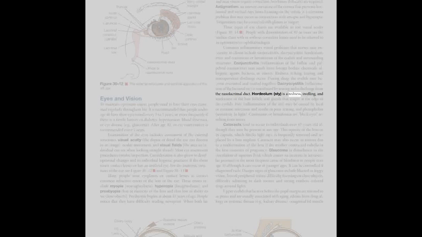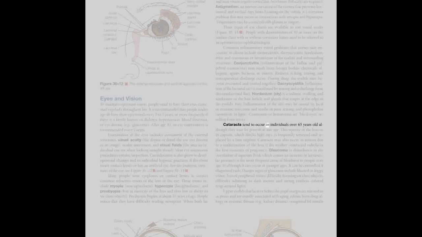Hordeolum, sty, is a redness, swelling, and tenderness of the hair follicle and glands that empty at the edge of the eyelids. Iritis, inflammation of the iris, may be caused by local or systemic infections and results in pain, tearing, and photophobia, sensitivity to light. Contusions or hematomas are black eyes resulting from injury.